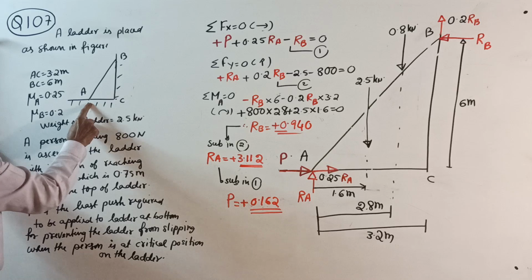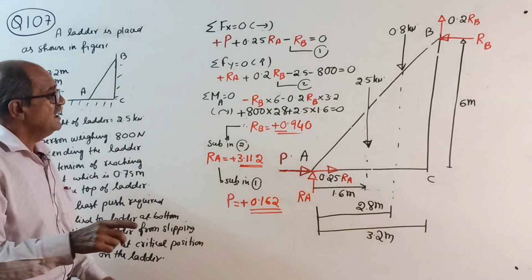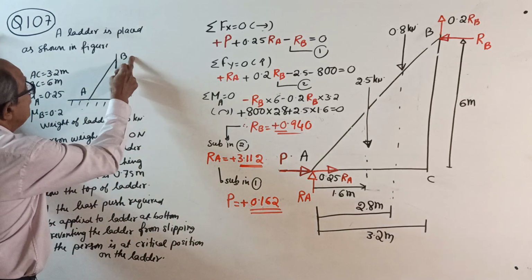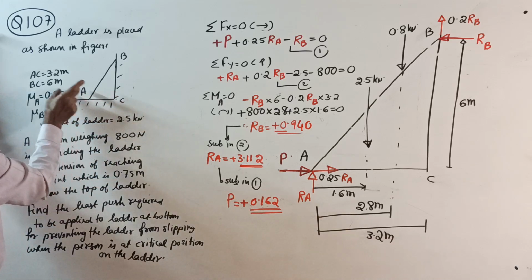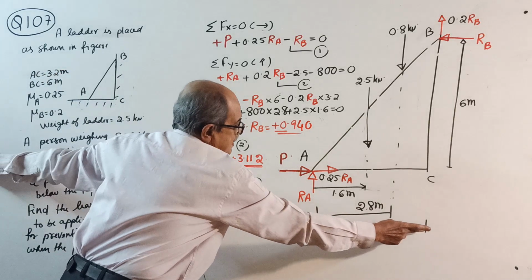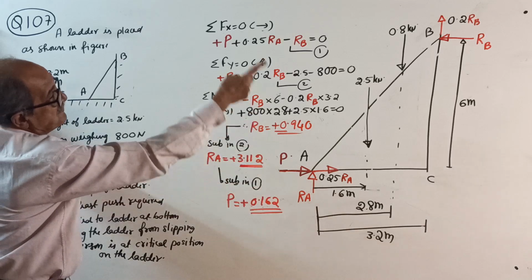One reaction is RA, other is RC. No, don't learn ABC by heart. So this time, RA and RB will come. That much common sense is required. So AC equals 3.2 meter, BC equals 6 meter. See, their height is 6 meter.